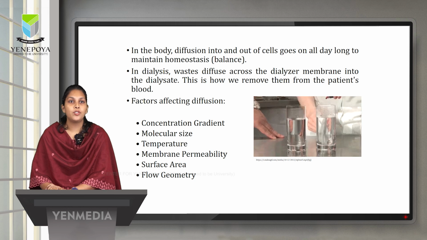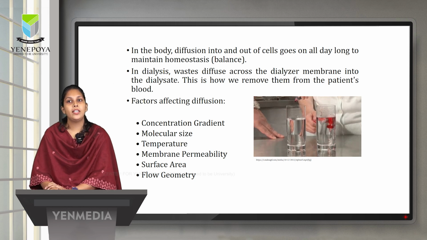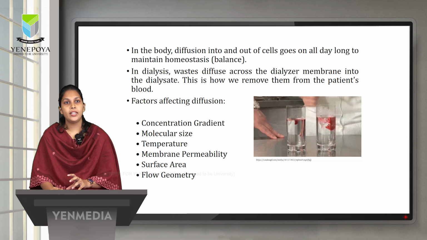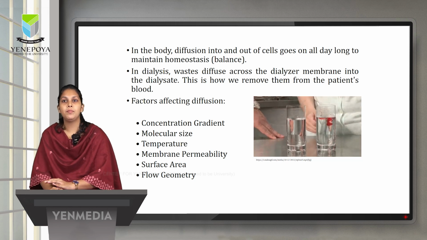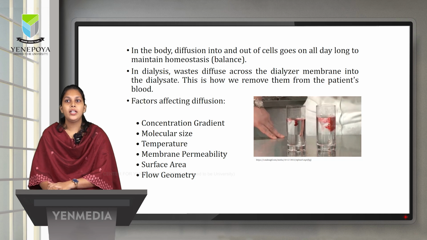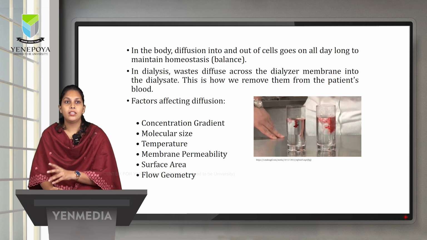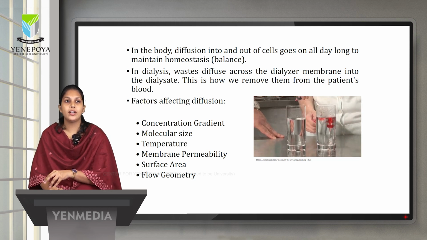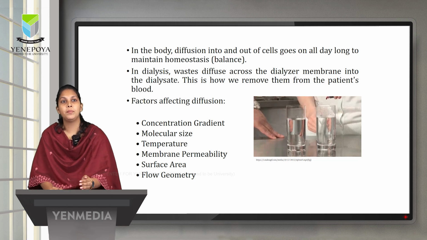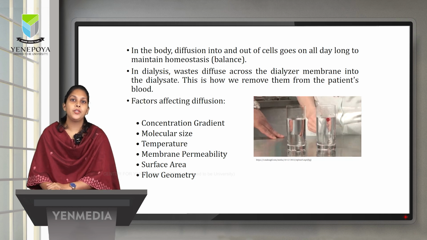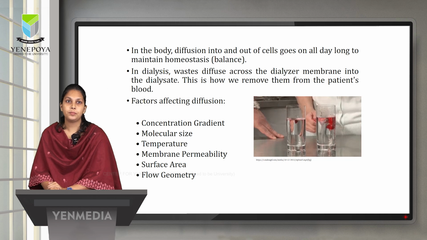The next one is flow geometry. There are two types of flow geometry in dialysis: co-current and counter current. During dialysis, blood flows in one direction and the dialysate flows in the other. That is the counter current mechanism. In the counter current mechanism, diffusion occurs faster than in the co-current mechanism. In the co-current mechanism, the dialysate and blood flow in the same direction. This mechanism is mostly used for children.